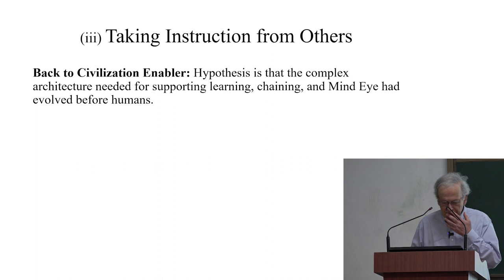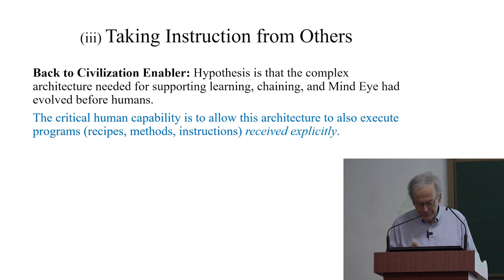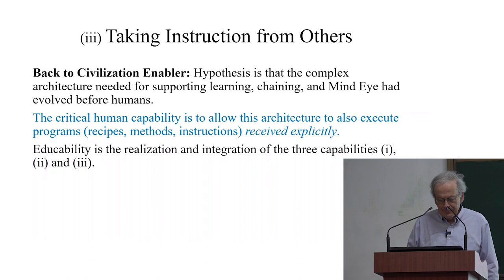So this is, I think, the third part of educability, which is to be able to execute programs which someone has given you, and by program, I mean a recipe, method, instructions, whatever. But they're given explicitly. You're told in a lecture course, for example, exactly how to do something. And you have to take it on trust. You learn too much to be able to check everything out for yourself. So educability is the integration of all of these things.